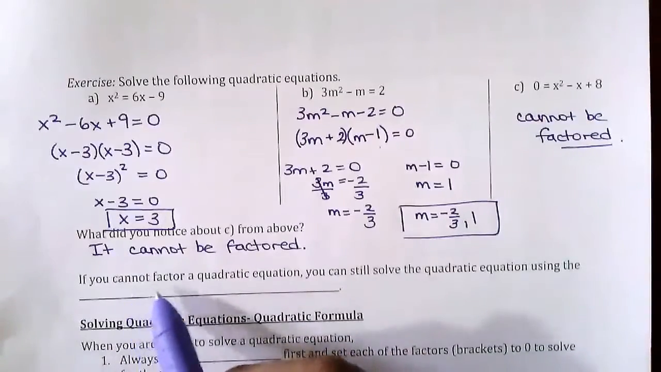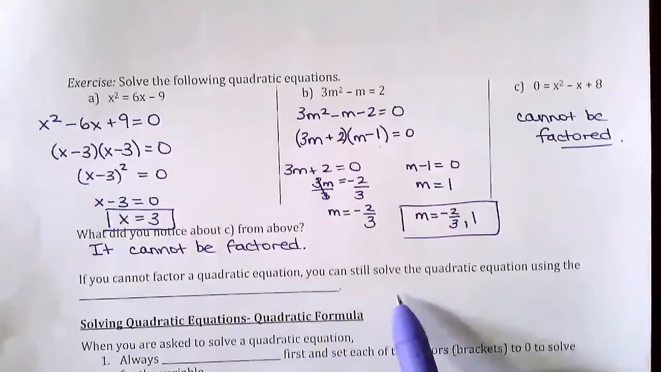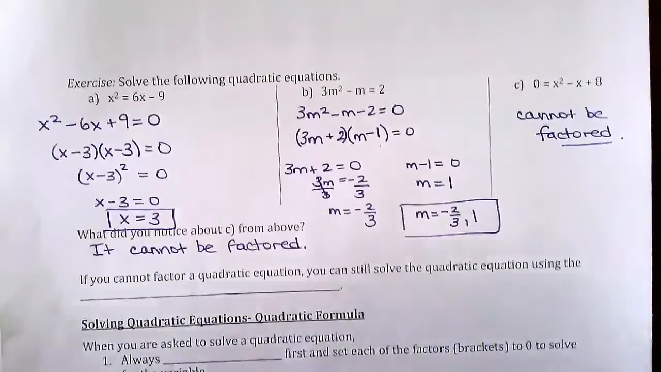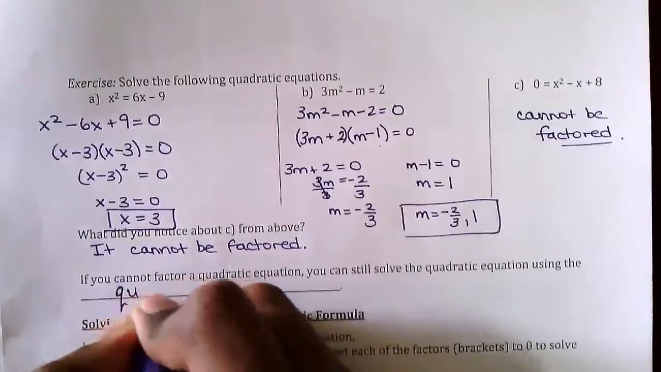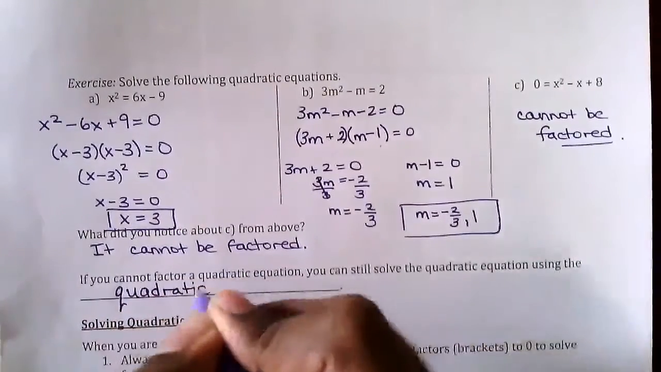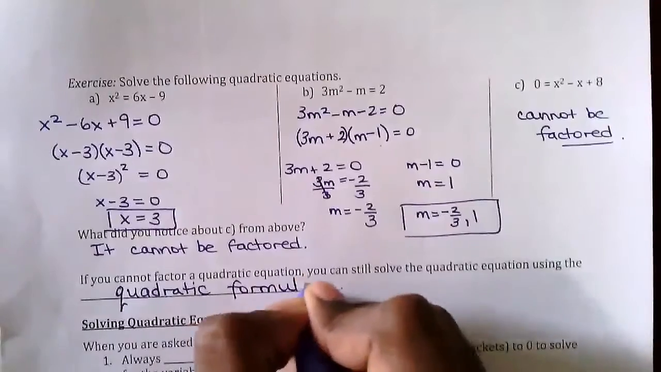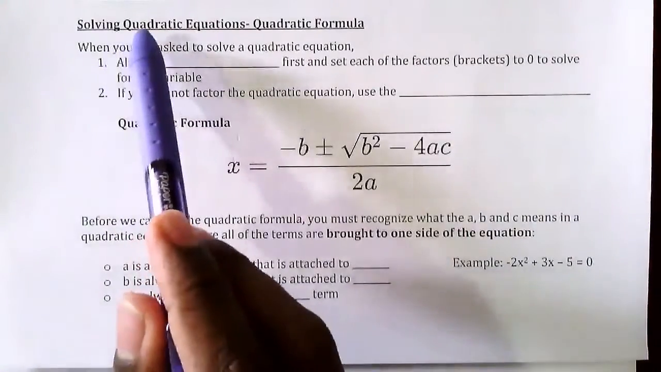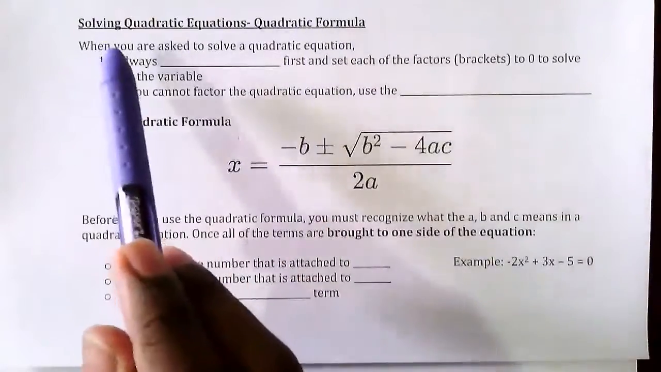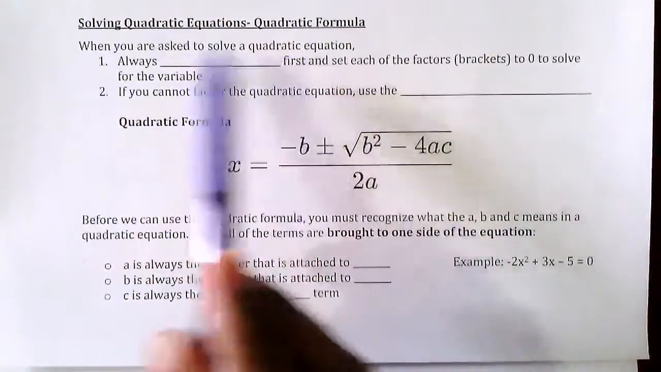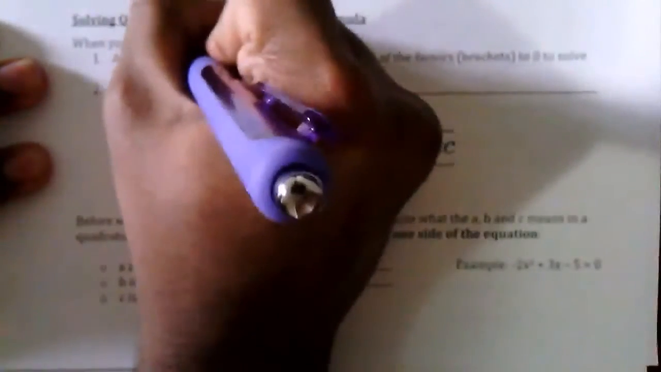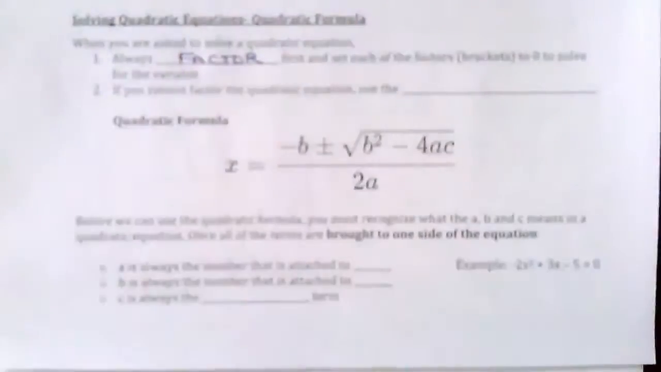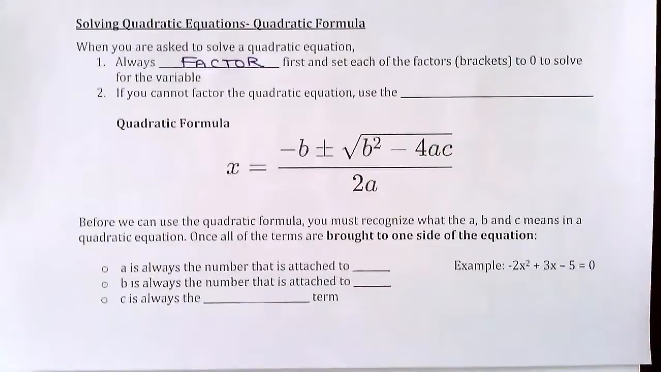What it mentions here is if you cannot factor a quadratic equation, you can still solve it using the quadratic formula. So there is an algorithm, or an order, in which you should approach these problems. So here it says solving quadratic equations, quadratic formula. When you are asked to solve a quadratic equation, always factor, and I'm going to put that in capitals because that should always be your first step. Always try factoring first.